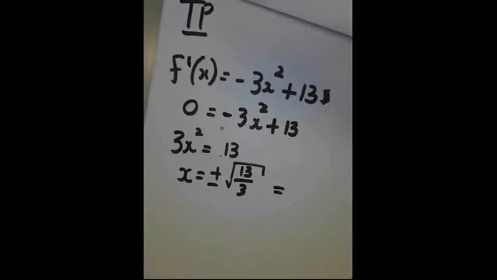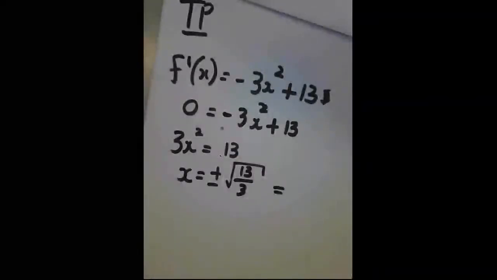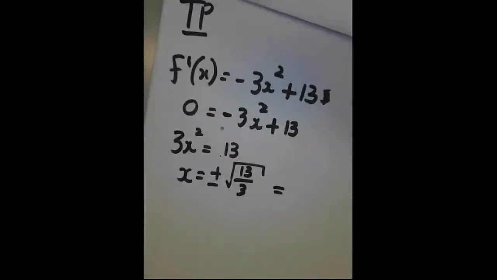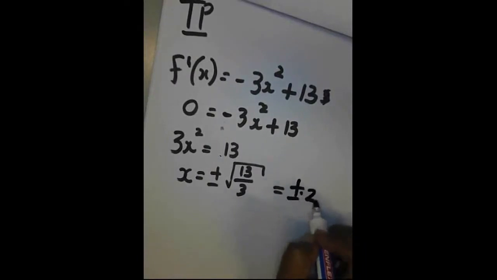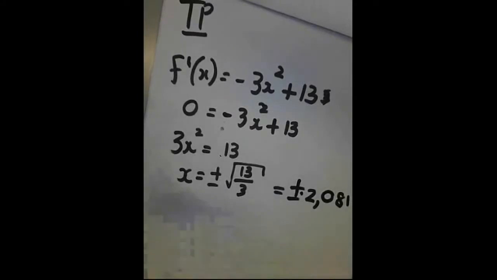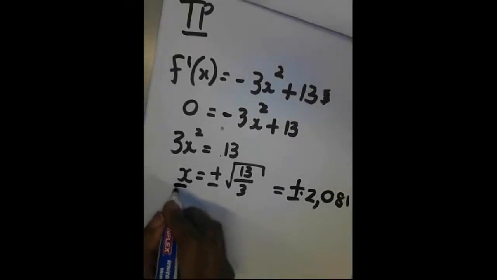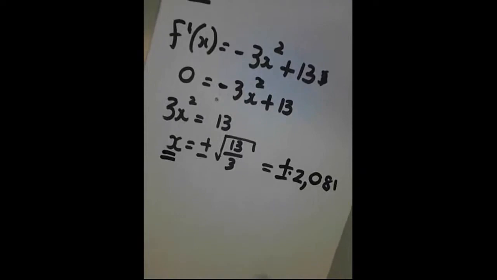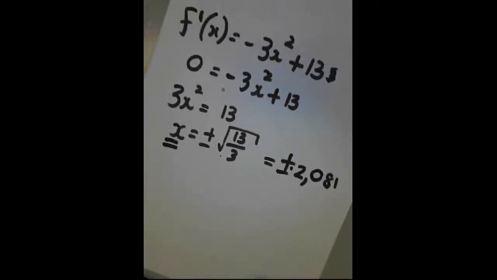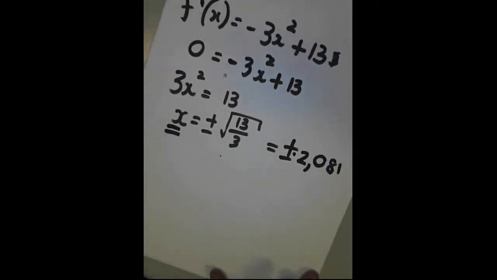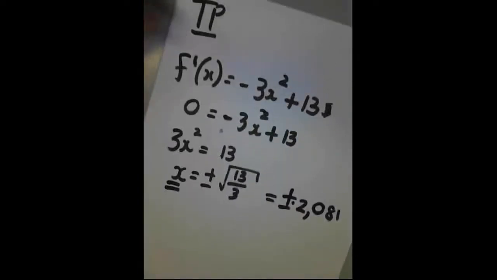Okay, the square root of 13 divided by 3. And I get 2,081. So it's going to give me plus minus 2,081. So it's about 2. So that's going to be my x value. Now the most important thing is the following. If I draw this graph, then my x-intercepts of this graph are going to line up.